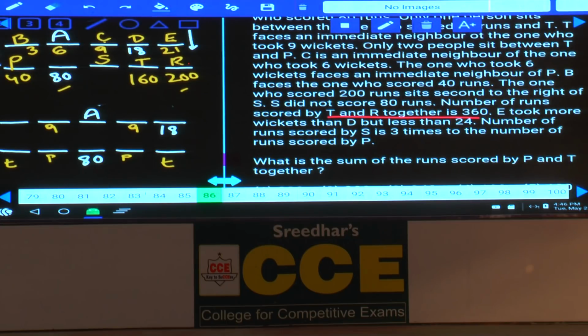And next one, number of runs scored by S is 3 times the number scored by P. Now P is 40 and S must be 120. And P, Q, R, S, T, Q is the person left over. Done with this? Now write down this arrangement.